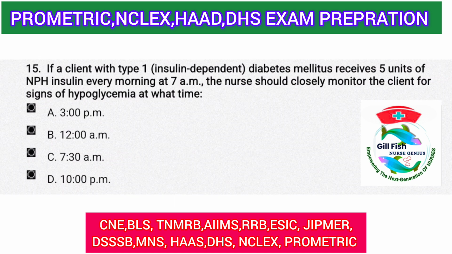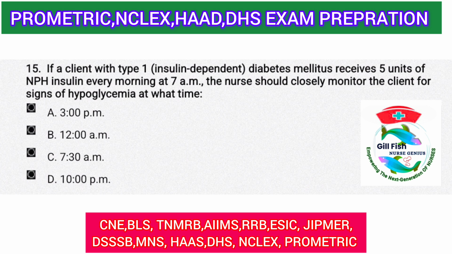Okay, fine. Next question. If a client with type 1 insulin dependent diabetes mellitus receives 5 units of NPH insulin every morning at 7 a.m., the nurse should closely monitor the client for signs of hypoglycemia at what time? Actually, NPH insulin, they are given 5 units at 7 o'clock. Option A 3 p.m., option B 12 a.m., option C 7:30 a.m., option D 10 p.m.